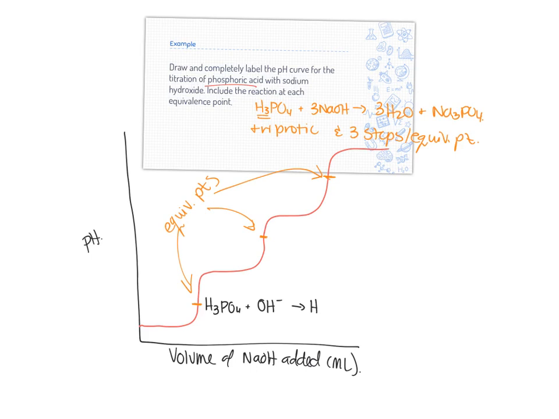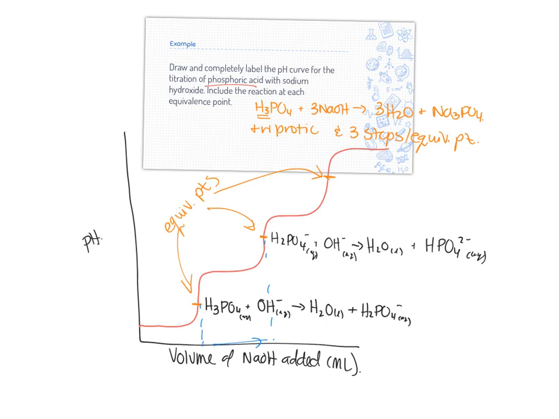If we were to write a net ionic equation here: H3PO4, which is aqueous, we're going to make 1 water and an H2PO4 minus. Now that H2PO4 minus is what's going to start to react when we add another mole of OH. So we've continued to add OH minus, or NaOH. More volume has been added. So we make another water, and we're left with HPO4 2 minus. These are aqueous.